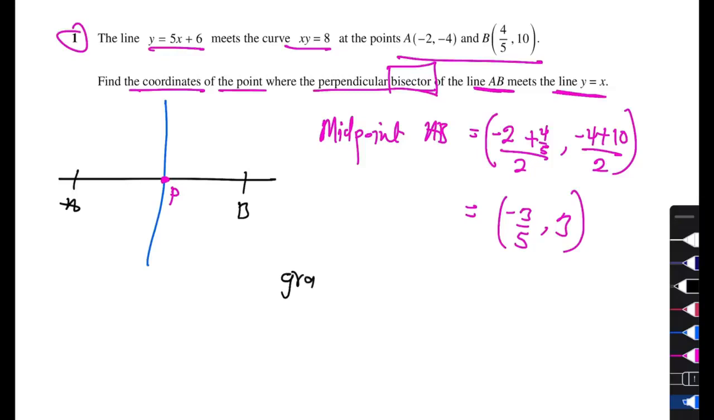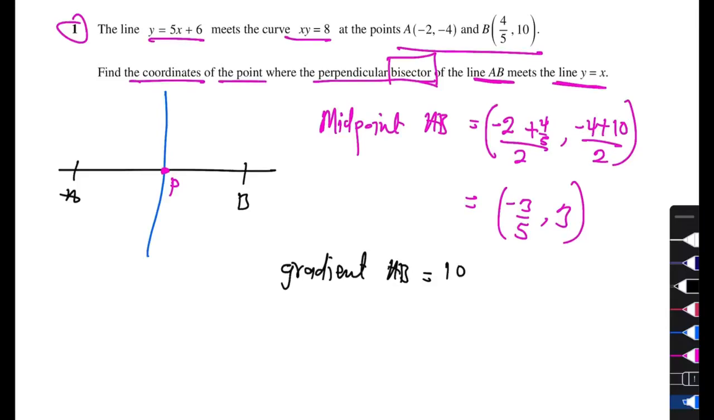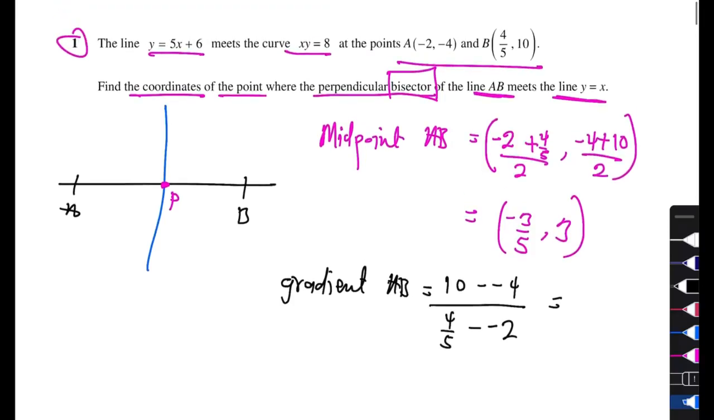So let's find the gradient of line AB. The gradient of line AB would be equal to 10 minus 4 over 4/5 minus 2. If we put it on a calculator, that will be 14 over 4/5 plus 2. That will give us 5. So the gradient is 5.